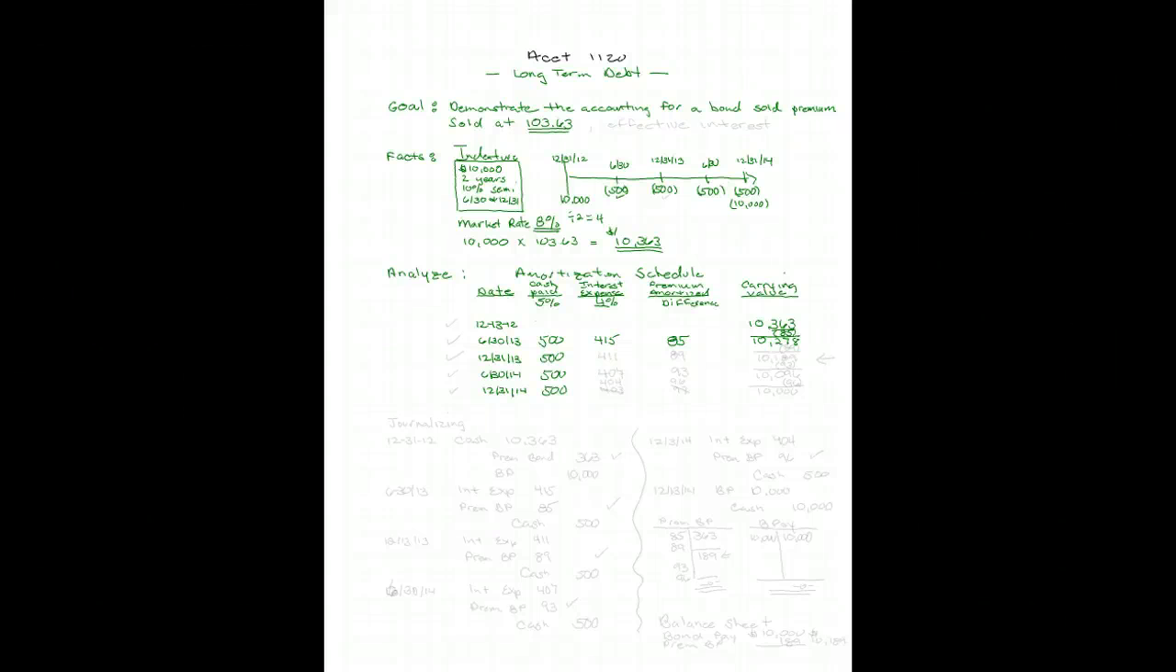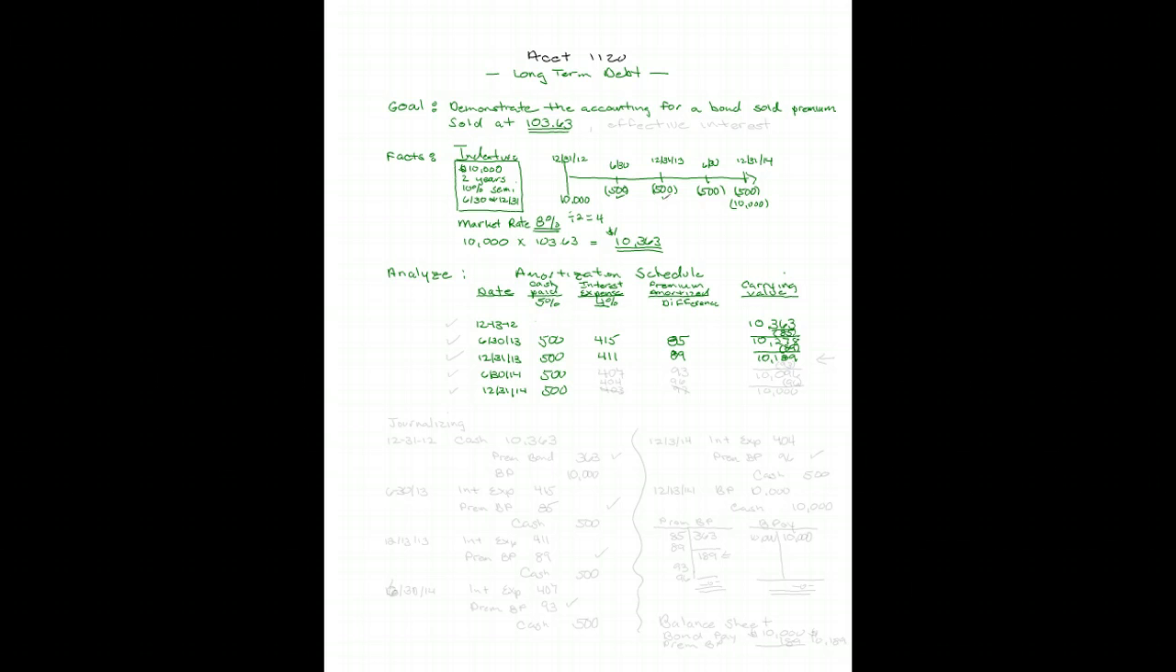We pay $500, 5%, 10,278 times 4% gives you $411. And the difference between 5 and 4% this time is $89. So I'm going to use up $89 of that premium, and my carrying value at this point will be $10,189, and that takes us to 12/31.